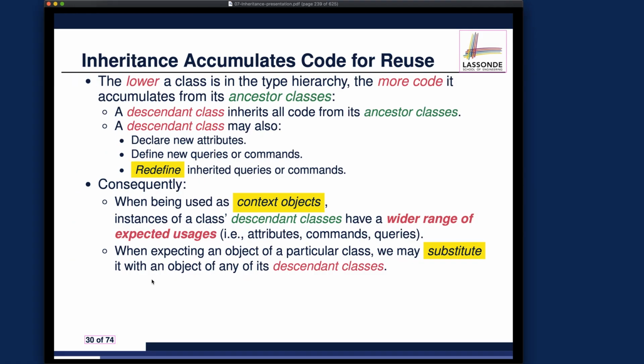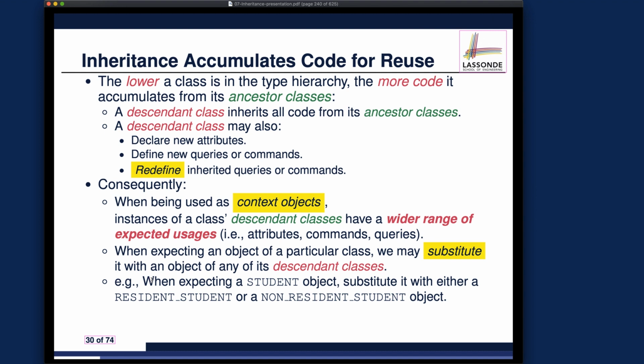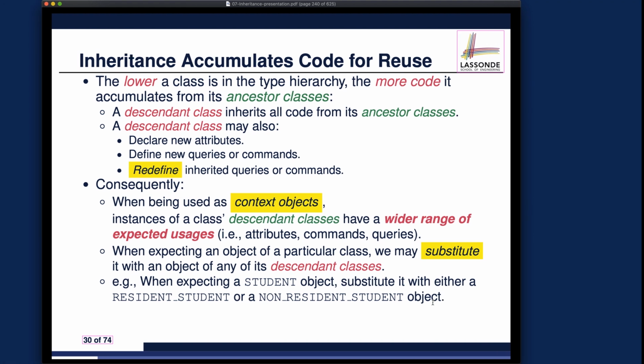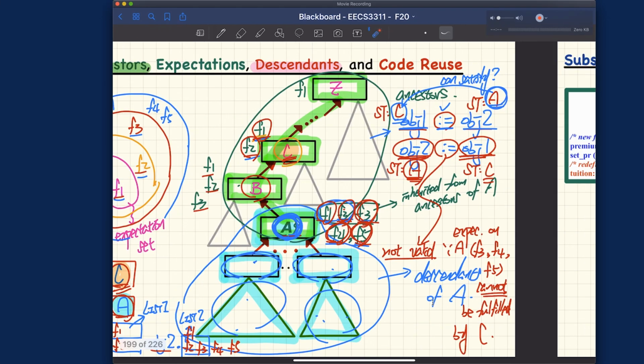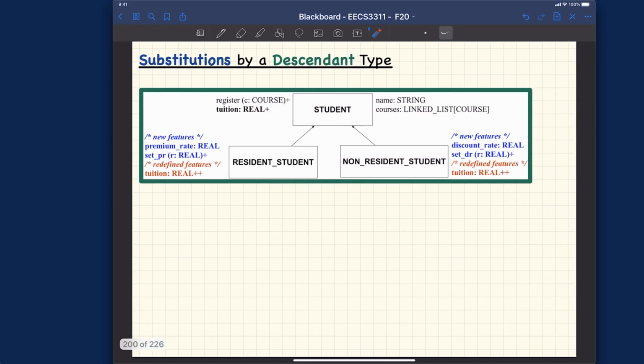Let me go back to the slides here. I think there's another example here. It's simply just using the simplified example that we've been using. Let's just talk about it quickly anyway. When expecting a student object, substituting with either a resident student or a non-resident student object will be okay. So what do I mean by that? Okay, very quickly. So now let's say we go back to this students hierarchy over here.